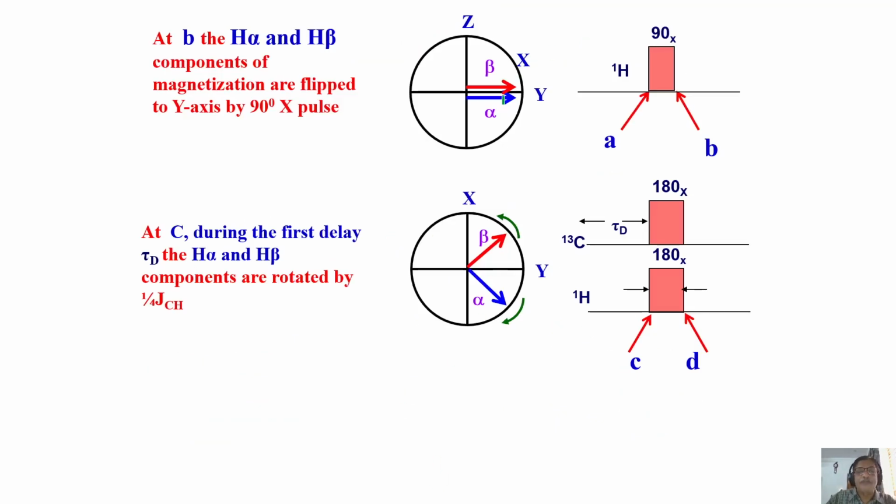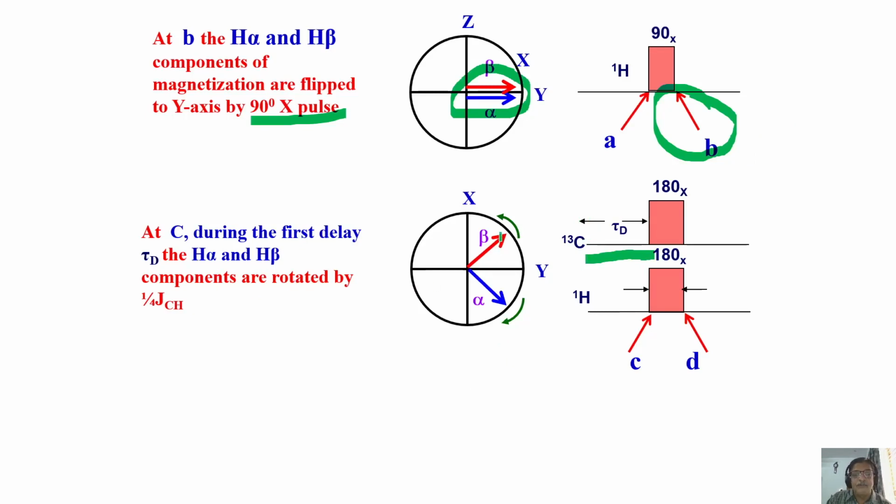Now apply a 90-degree pulse. Bring the magnetization vector to the y-axis. I have done that. Now flip the magnetization to the y-axis by applying a 90-degree X pulse. That is position B. This is what happened at the point B immediately after the 90-degree pulse. Now what I will do is start waiting. I don't do anything, I simply keep quiet. Then at the point C, there is a delay between B and C.